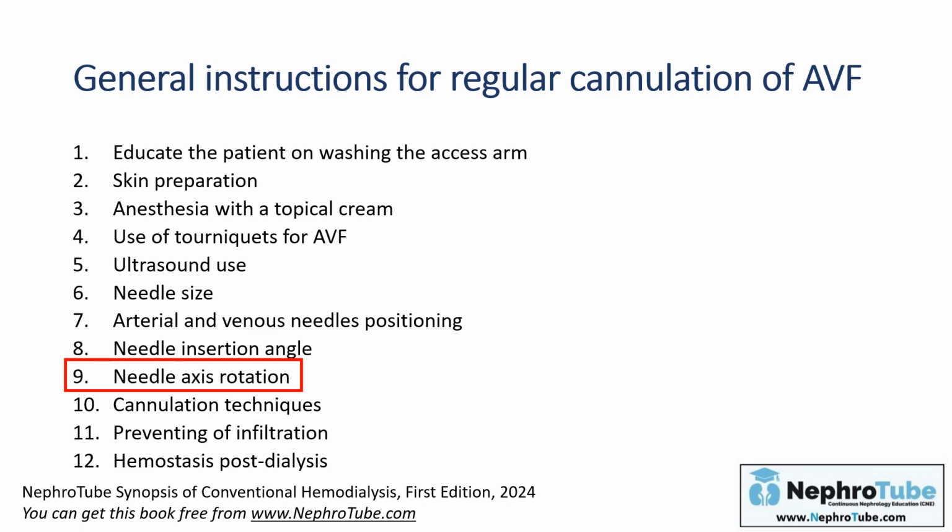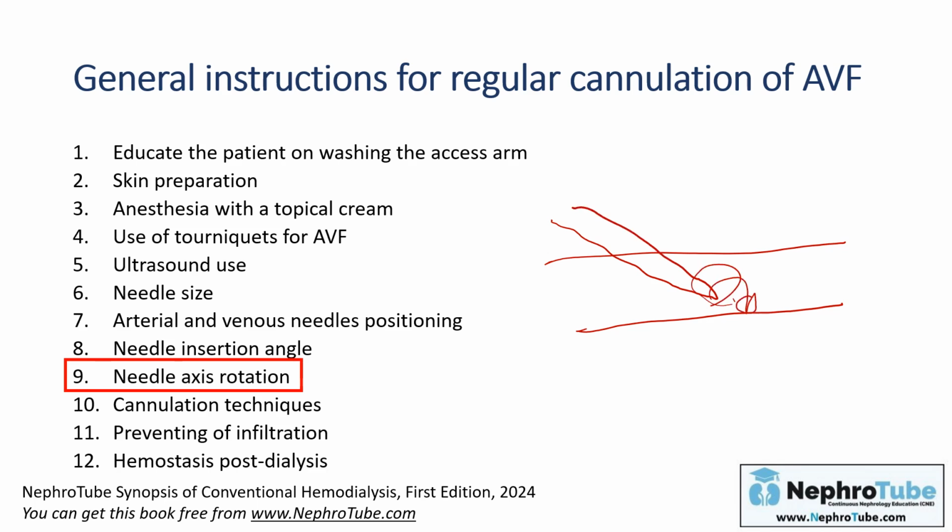Why is needle axis rotation important? Let's imagine this is the venous segment and you inserted the needle with the bevel up. This bevel up may cause trauma to the back wall of the vein. So you have to rotate the needle to make the bevel down, in this shape. This will help to prevent the needle from injuring the back wall of the vessel.